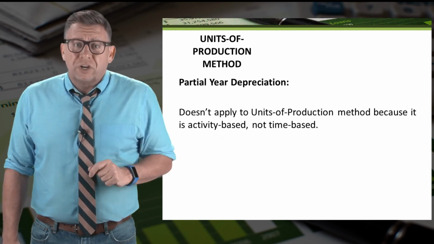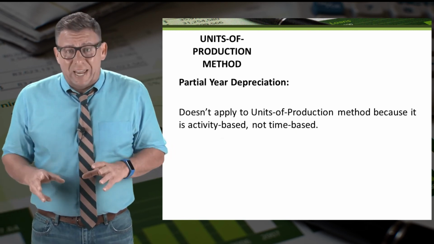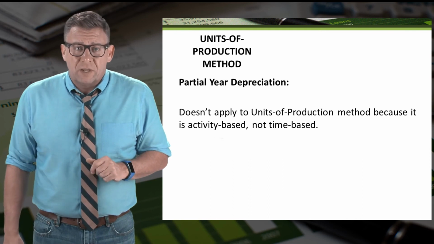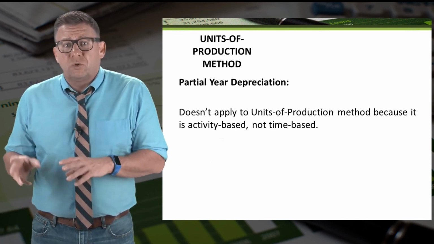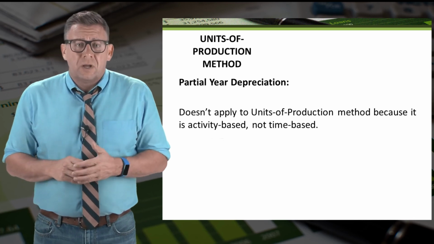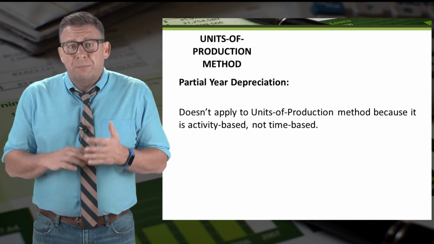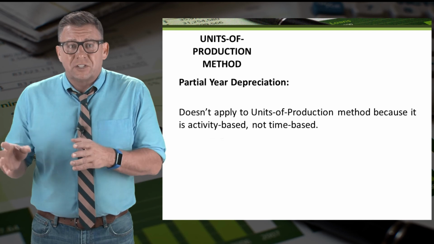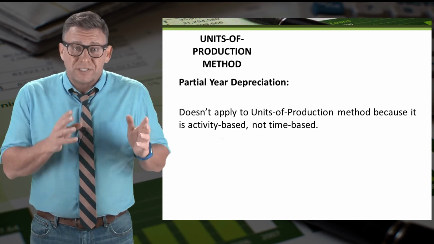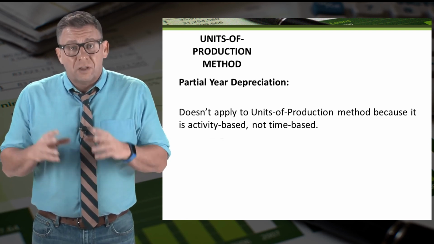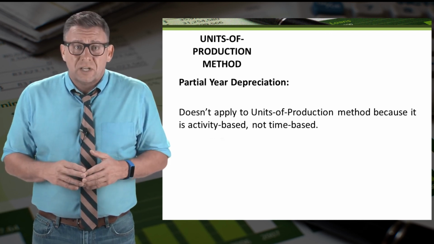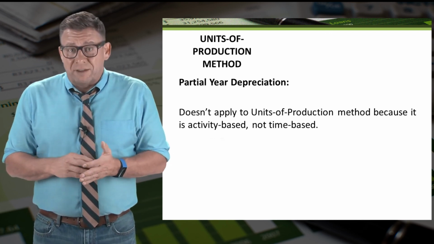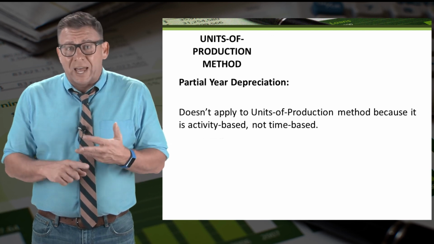However, partial year depreciation does not apply to the units of production method because depreciation expense is based on actual units, not time. So it doesn't matter when the Pixies put the bus into service. If they drove 60,000 miles in the year, then depreciation expense is $48,000. It doesn't matter if they started driving in January, July, or December.